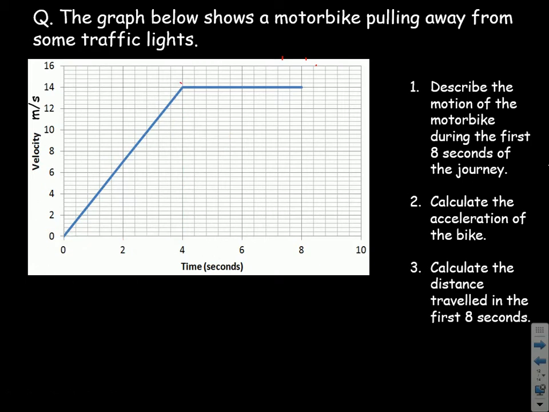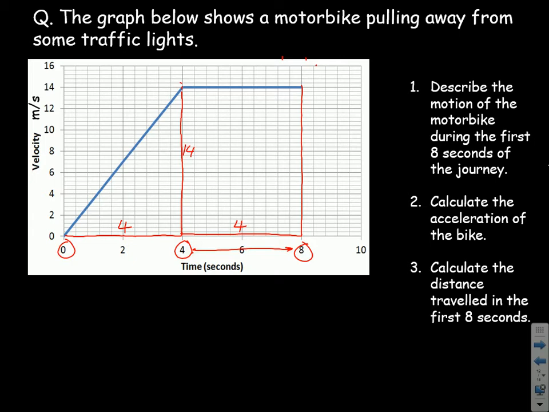So, 8 seconds, starting from 0 all the way to 8, calculate the distance travelled. If I separate this shape up, I have a triangle there, and I then have a quadrilateral there. So, let's calculate it. 0 to 4, and from 0 up to 14, and then here we have from 4 all the way to 8, so that's a distance of 4 as well.